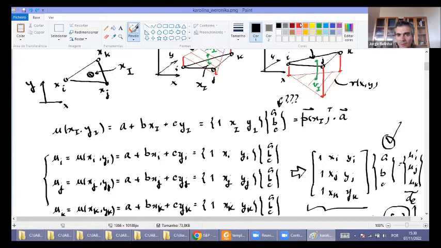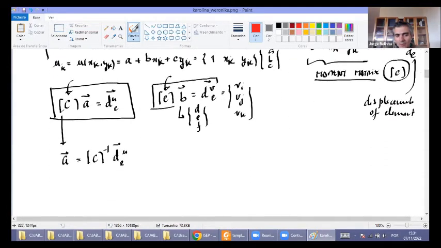Sorry, I clicked on the wrong side. The general point is given by this. So let's substitute this A by this value. So I get that our U of general points inside is equal to the polynomial multiplied by A. A is this.